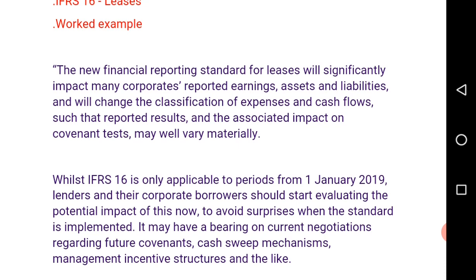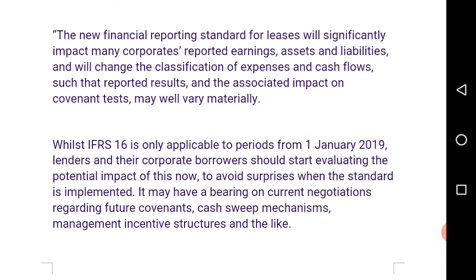Now on 1st January 2019, we'd have about one or two annual financial statements by companies prepared using this standard, so it's relatively new. And it says lenders and their corporate borrowers should start evaluating the potential impact of this norm. As at the time this note was written, 1st January 2019 was not yet the date. So we'll go over, and it says to avoid surprises when the standard is implemented.